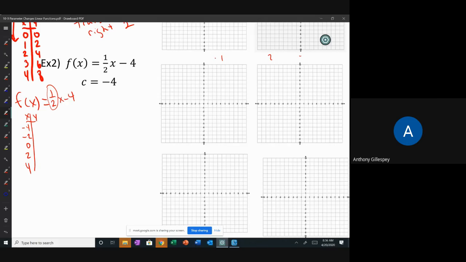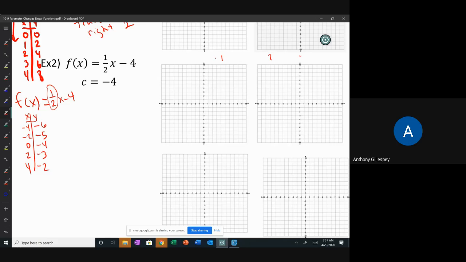-4, half of -4 is -2 minus 4 is -6. Half of -2 is -1 minus 4 is -5. Half of 0 is 0 minus 4 is -4. Half of 2 is 1 minus 4 is -3. And half of 4 is 2 minus 4 is -2. So let's graph those points.